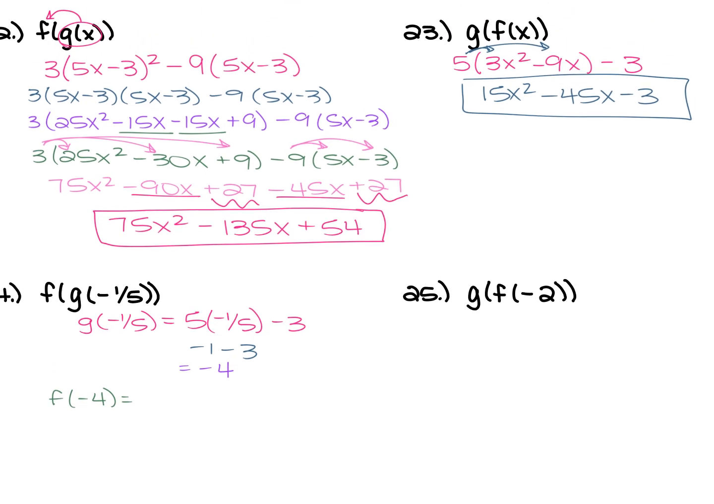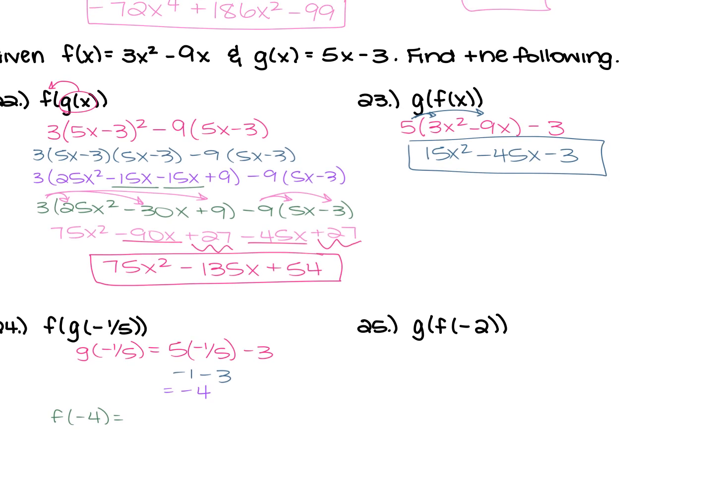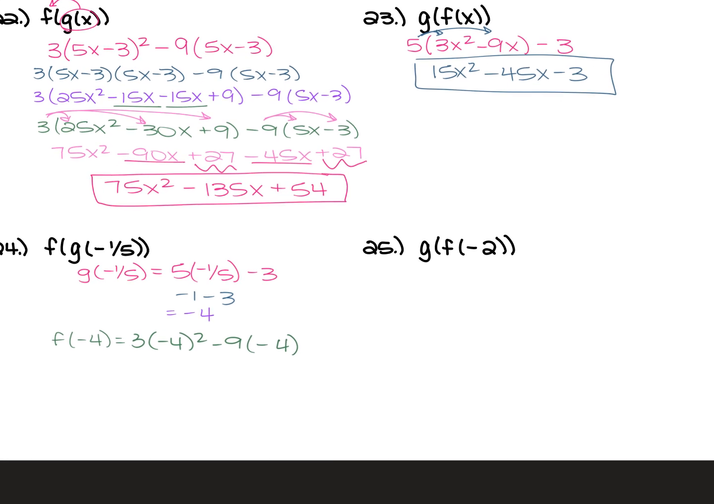We said that f was the 3x squared minus 9x. Yeah, so you're working inside out with these. So that's why we worked with the g of negative 1/5 first. So we found whatever that was equal to. Now you're going to plug that in for x in f of x. So that's going to give you 3 times negative 4 squared minus 9 times negative 4. So the negative 4 squared is 16. That turns into 3 times 16 minus 9 times negative 4.